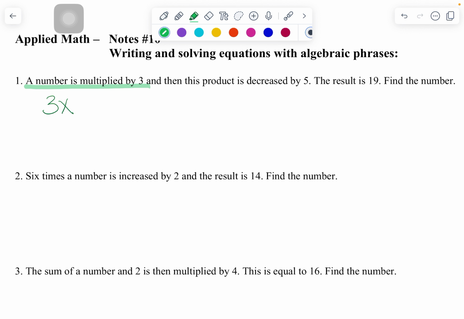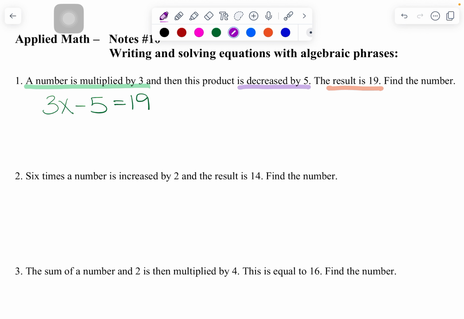So then if I keep going with my sentence here, the word product here just refers to the multiplication problem, so we got the product is decreased by 5. Well, decreasing by 5 means I'm going to subtract 5. Okay, so decrease, right? Subtract 5. And then the result is, that is kind of a key word here that's going to tell me equals. The result is 19. All right, so there's my equation.